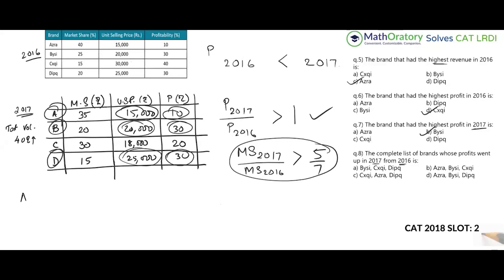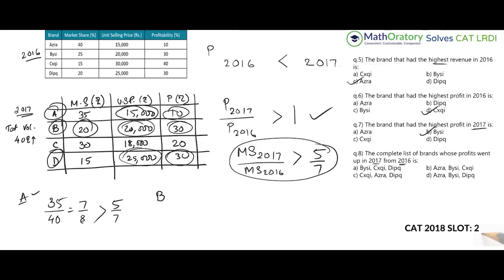So let us look at A. Now, A in 2017 is 35 market share. Only look at the first column. And in 2016, it is 40, right? 35 by 40 is 7 by 8. Now, don't compare in too complicated a way. It's just percentage, right? 7/8 is 87.5%, and 5/7 is 71%. So that is definitely greater, right? So A qualifies.